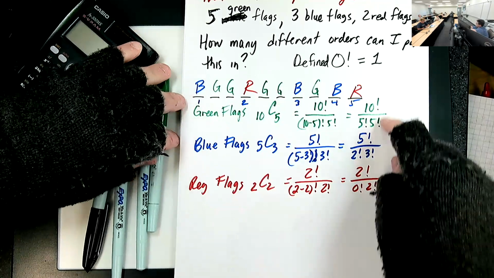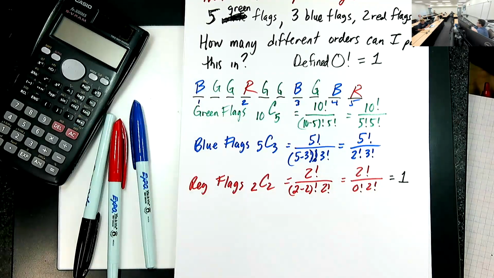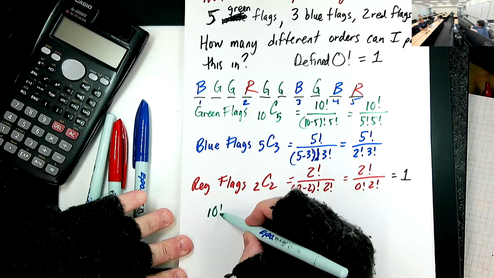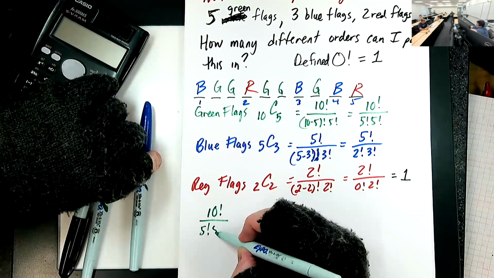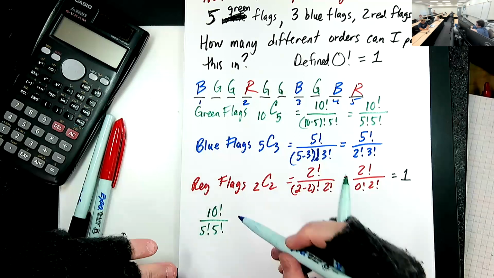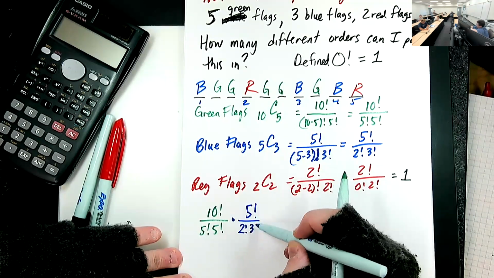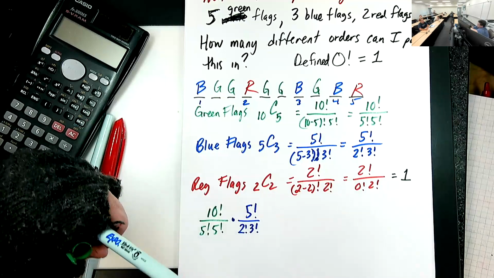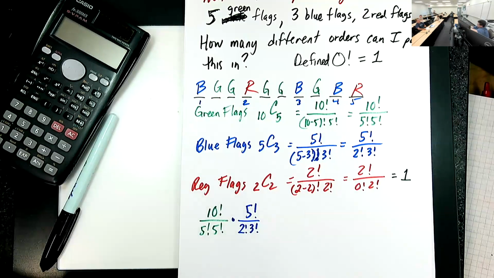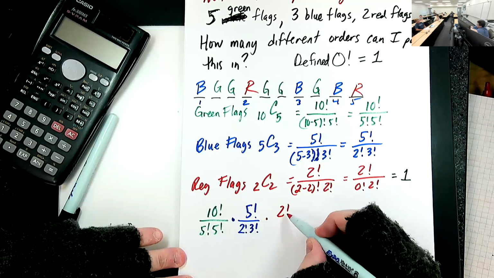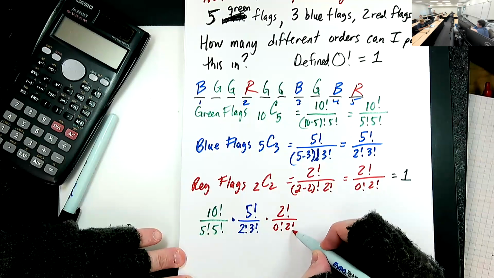So if I take these and multiply these together, because that's how we do it when we have different objects, I have 10 factorial over 5 factorial, 5 factorial, and then I have times 5 factorial over 2 factorial, 3 factorial, and then I have 2 factorial over 0 factorial, 2 factorial.